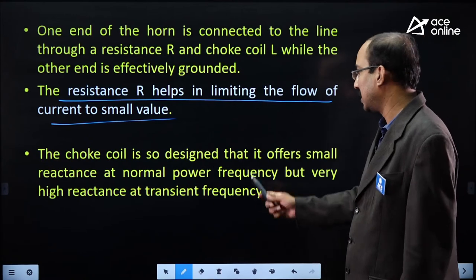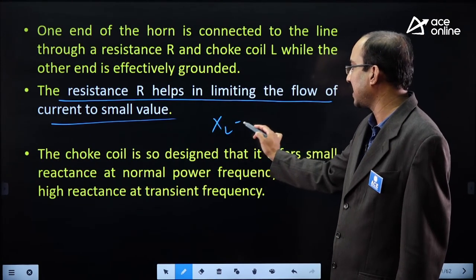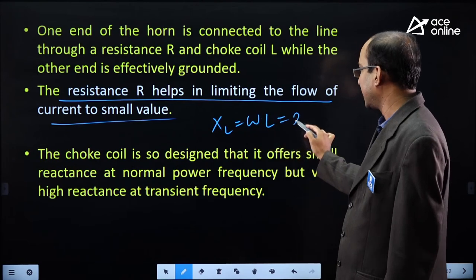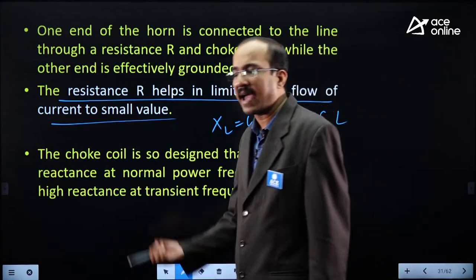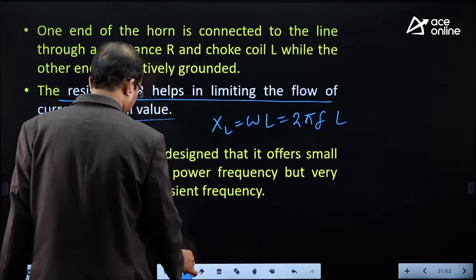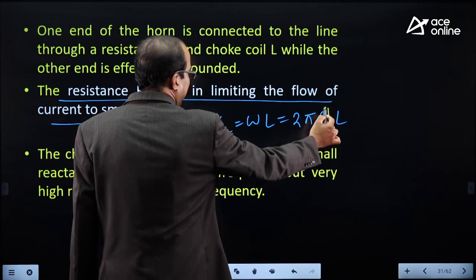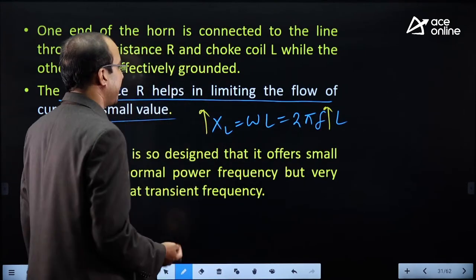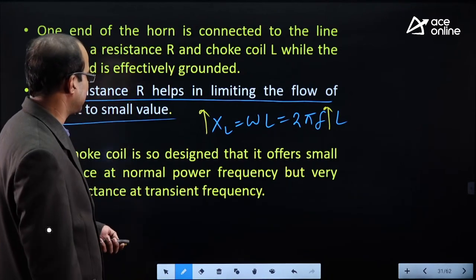And here, if you observe the choke coil, what will the inductive reactance be? XL is omega L, that is 2 pi f into L. Whenever a high frequency surge takes place, that is, whenever the frequency is high, the inductive reactance will be high. When the frequency is low, it will develop a low inductive reactance.